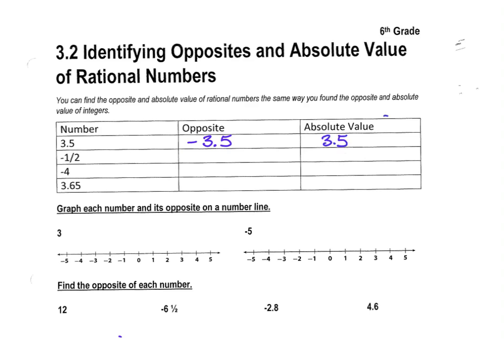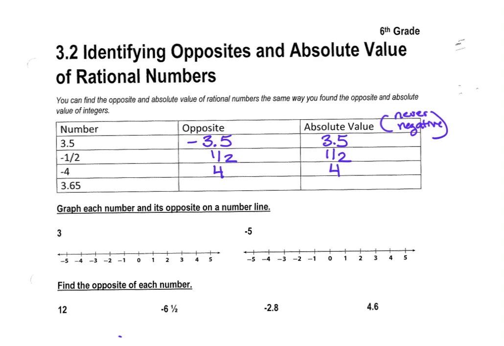Remember, absolute value is never, ever, what? Negative. Good, you guys remembered. So it's always going to be a positive answer, right? Yes. So now we have a negative 1/2. What is its opposite? Positive 1/2, right? And what's the absolute value? Positive 1/2. Good. So negative 4, what's the opposite? 4. And the absolute value is? 4.